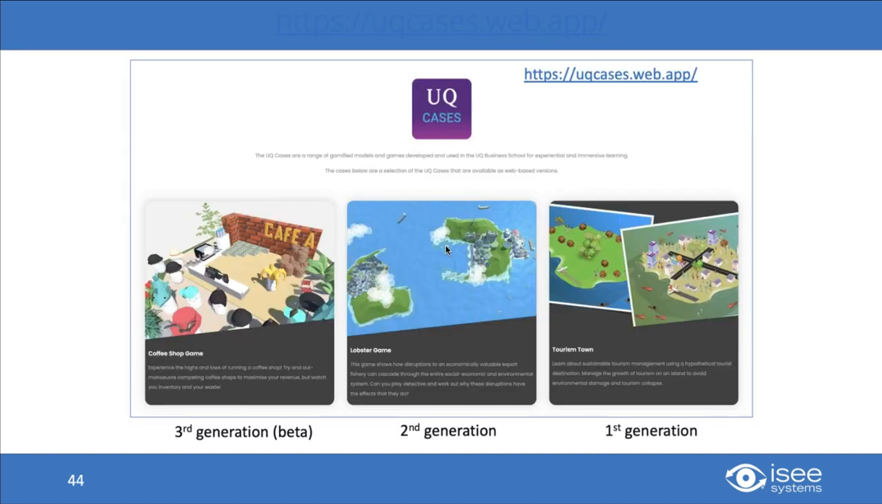And this is the final slide. So I'll wrap up here now. There are 3 cases that are available through this website. So again, through the browser, you can access all 3 of these. You've got Tourism Town on the right, you've got the lobster game in the middle, and on the left is a coffee shop game that Nenad and I built up a year or so ago. I still haven't fully worked through how I'm going to use that one, but it was a bit of fun to play that one as well.